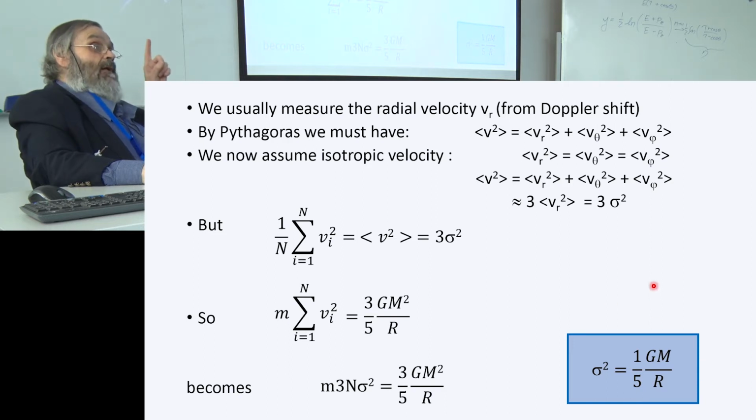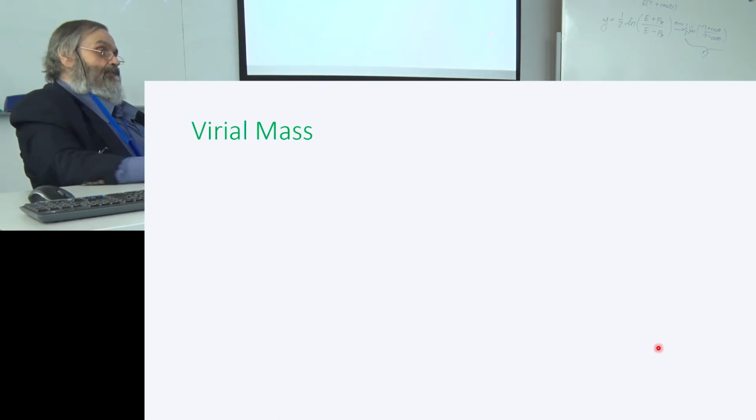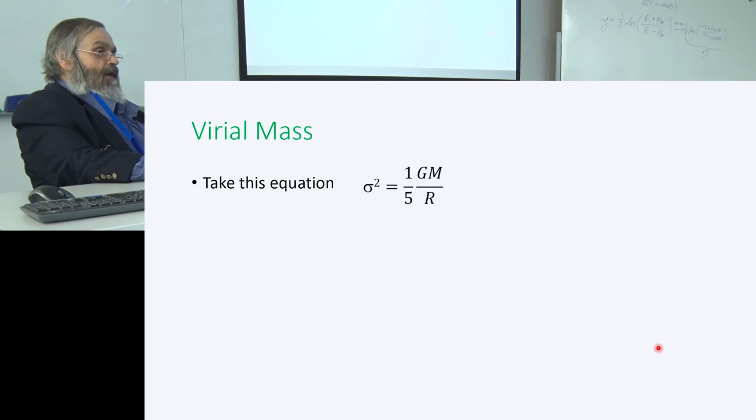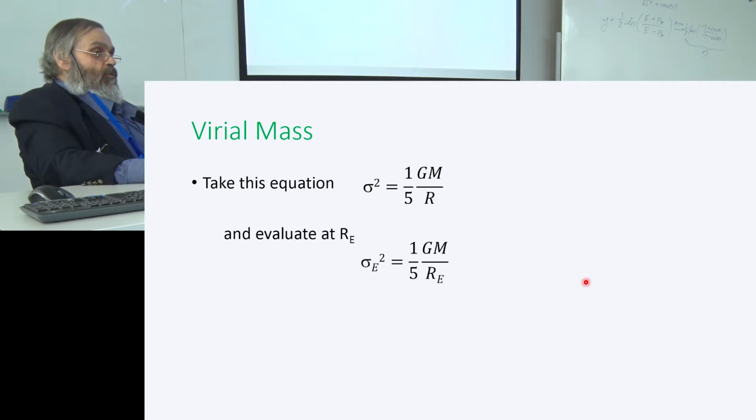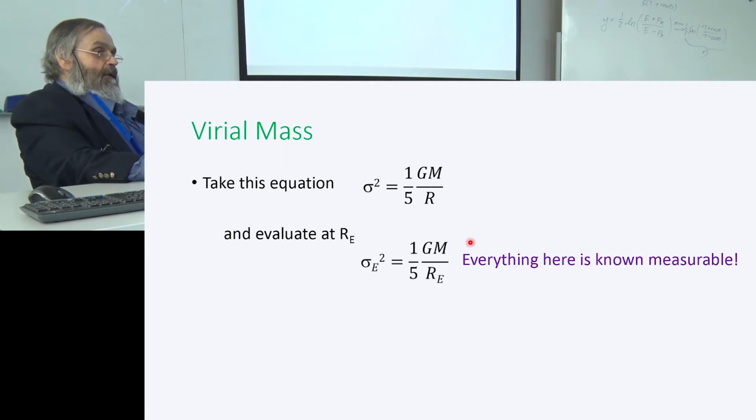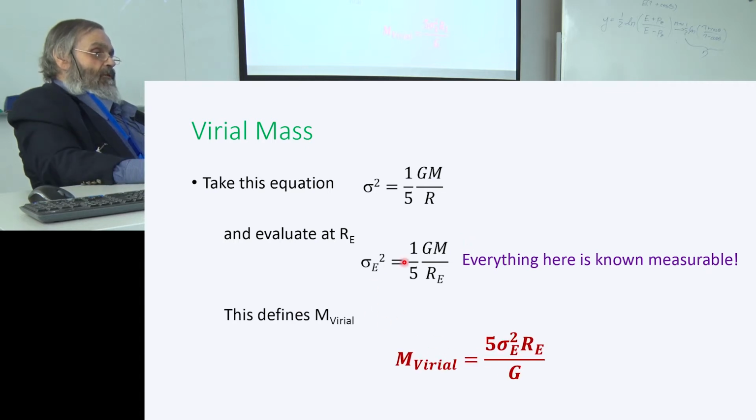Now we can measure sigma, and we can measure R off the sky, so that tells us M. The idea is to take that equation and evaluate it at R_E, the effective half-light radius. So sigma_E squared is 1/5 GM on R_E, and everything there is known and measurable, and that defines the virial mass. The virial mass is 5 sigma_E squared R_E over G. And what is the virial mass? It is the mass that it would have if it was in virial equilibrium, if 2T was equal to Omega.